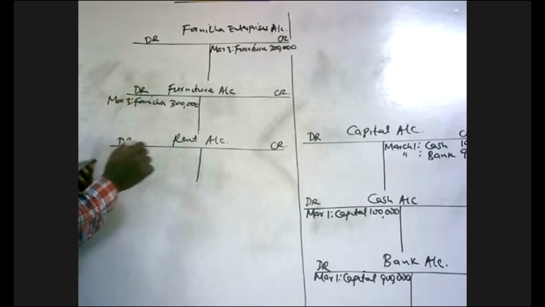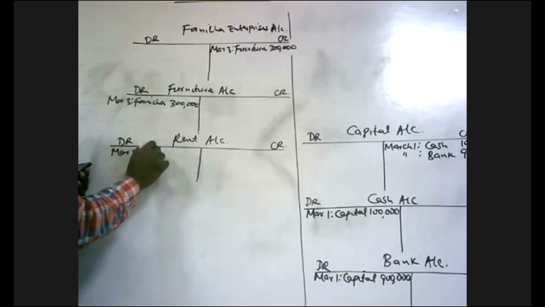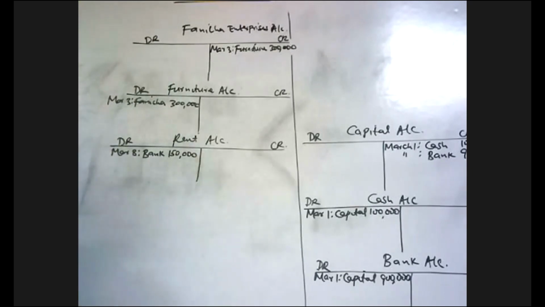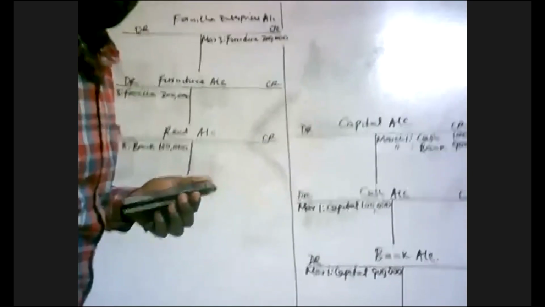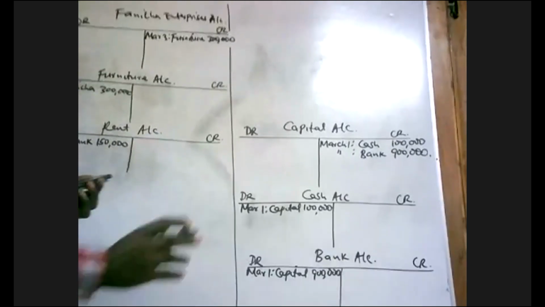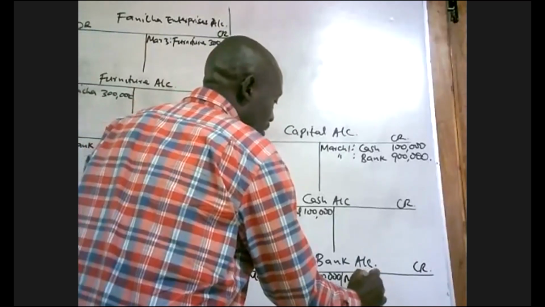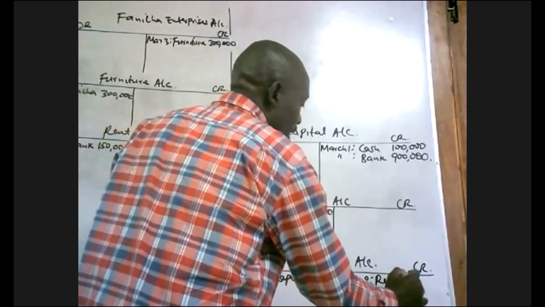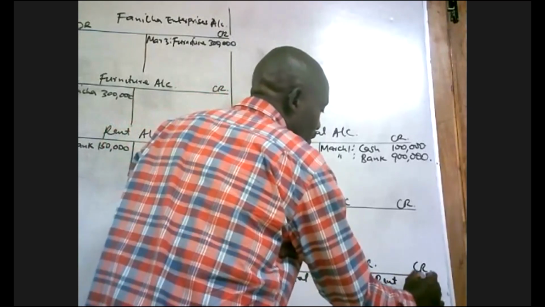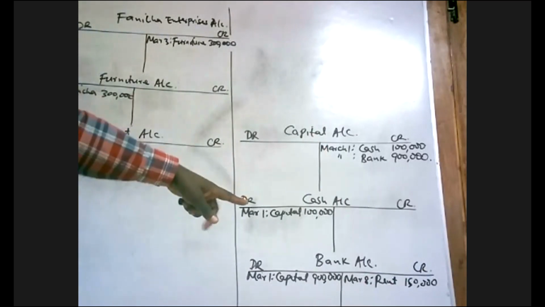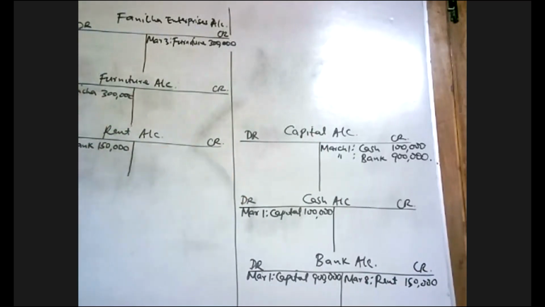paid, which is 150,000. This is March 8th. It was paid by check, so it is going to reduce money in the bank, 150,000. Then we proceed to the bank account. That transaction reduced the money in the bank. So we record March 8th what we paid, which is rent of 150,000. We credit the bank because it is money out. We debit the expense that was paid.